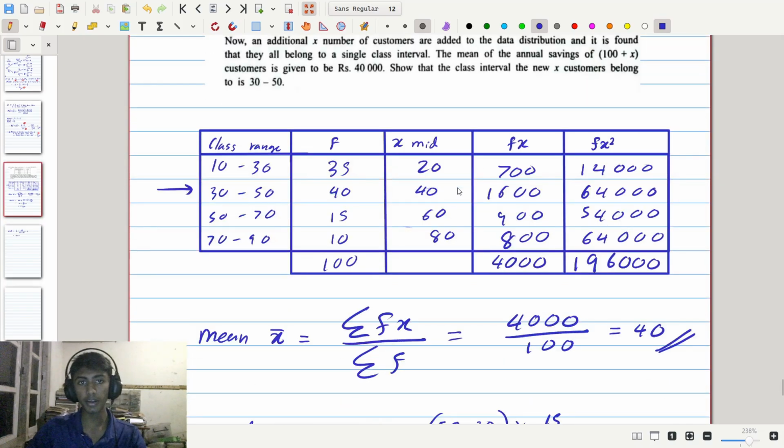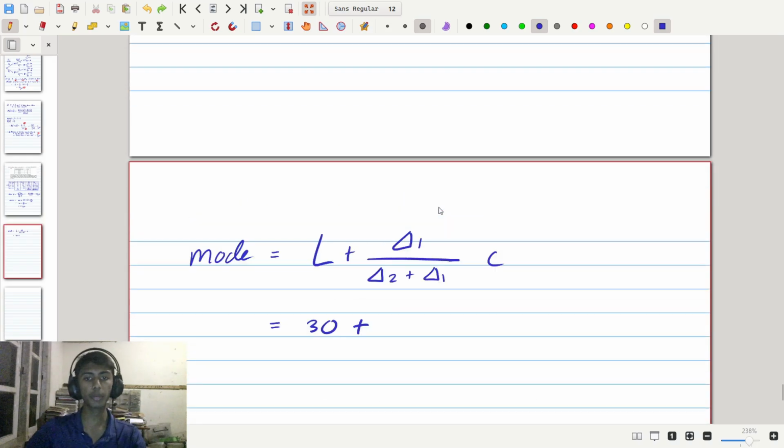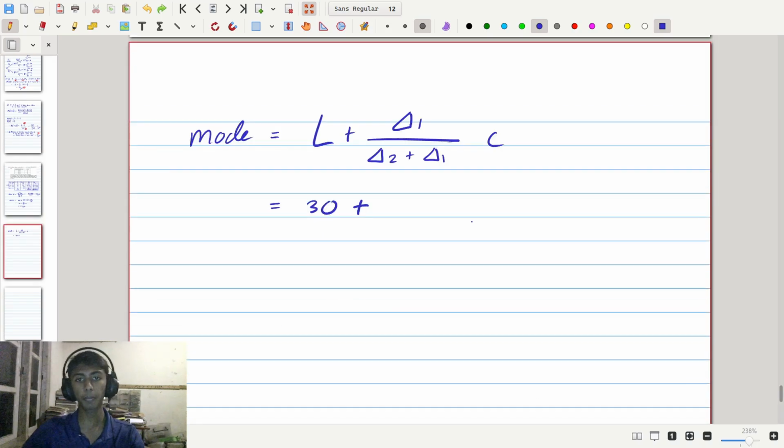So delta 1 is the difference of frequencies between the modal class and the class that is below the modal class. Here we can see the difference is 40 minus 35, which is 5, and therefore delta 1 is 5. So going down and substituting in, we have 5 on top, divided by delta 2 plus 5 on the bottom.